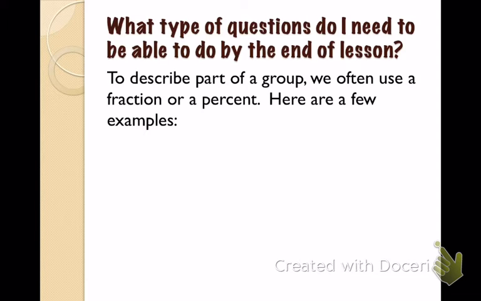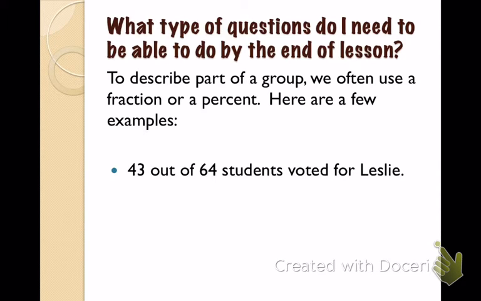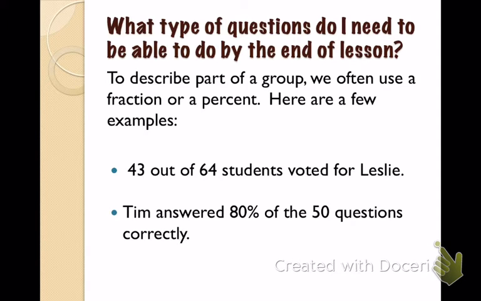The first kind is, let's say there was a vote and 43 out of 64 students voted for Leslie. What percent would that represent? Another kind of question would be, Tim answered 80% of the 50-question quiz correctly. How many problems did he get correct if he got 80% correct? So let's go ahead and get into the lesson now.